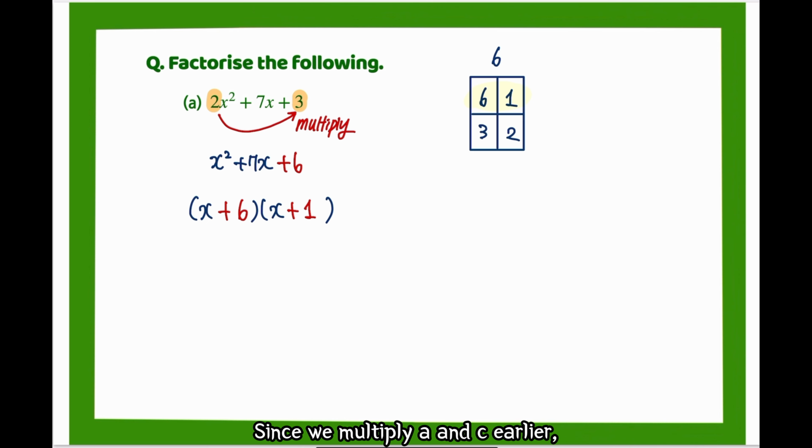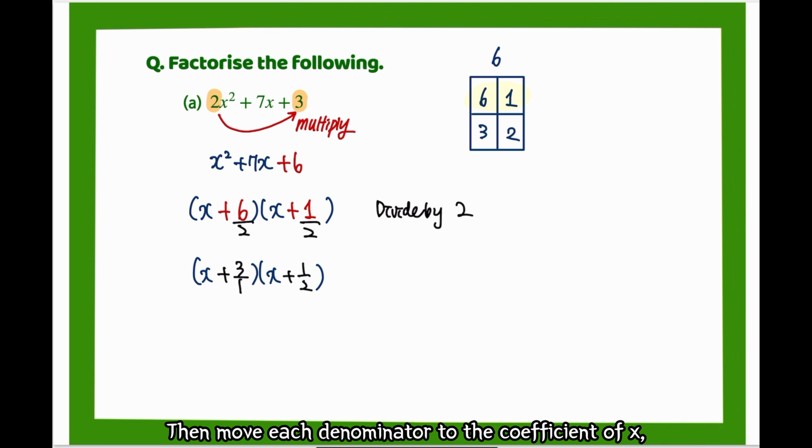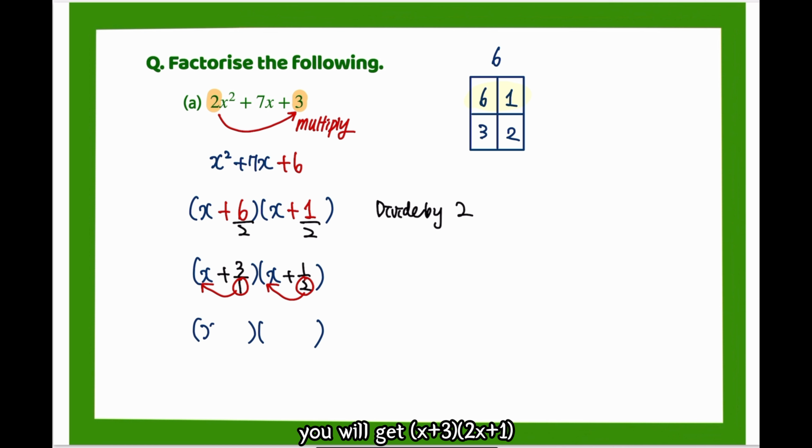Since we multiplied a and c earlier, now we need to divide each constant by 2 because a is equal to 2. This is a typical way to use the AC method. Divide each constant by 2 and simplify it to x plus 3 over 1 and 1 over 2. Then move each denominator to the coefficient of x and you will get x plus 3 and 2x plus 1. This is the factorized form of 2x squared plus 7x plus 3.